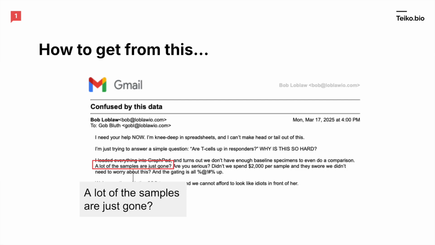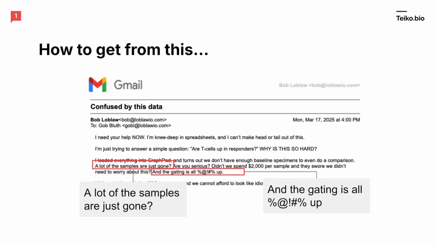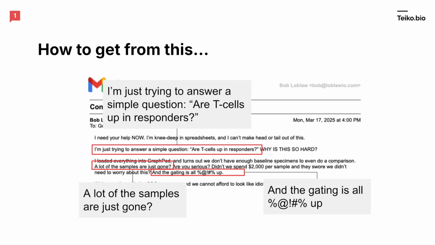First, a lot of his cytometry samples are just gone. Second, the gating is all messed up. He uses more colorful language. And then third, I'm just trying to answer a simple question: are T cells up in responders? Why is this so hard?